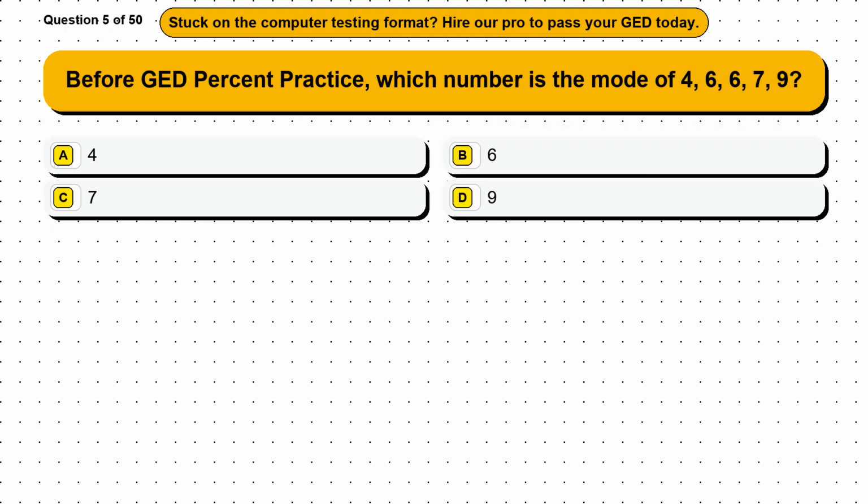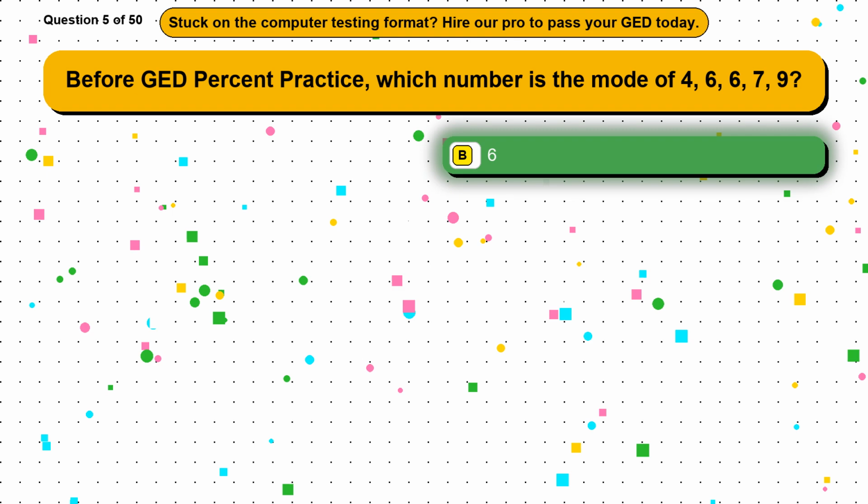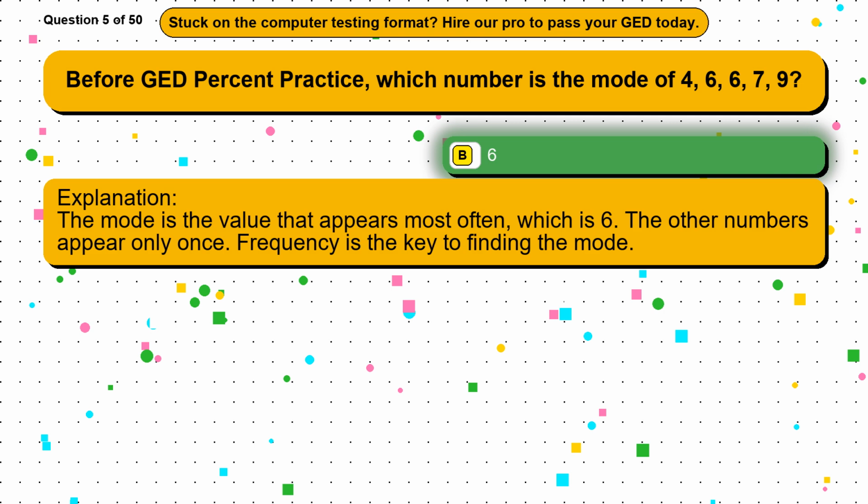Question 5. Before GED Percent Practice, which number is the mode of 4, 6, 6, 7, 9? Option A 4. Option B 6. Option C 7. Option D 9. The correct answer is option B, 6. The mode is the value that appears most often, which is 6. The other numbers appear only once. Frequency is the key to finding the mode.